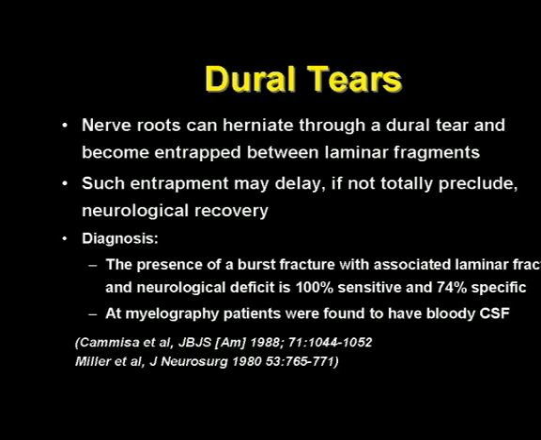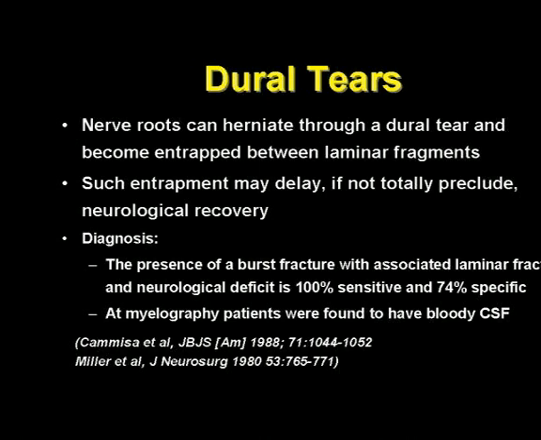Rarely you can see a dural tear. And that's when the thoracic surgeon will ask for the help of a neurosurgeon to come in and help him repair the rent in the dura. When does this happen? It happens when there is a burst fracture with involvement of the posterior elements, and then you have the roots herniating through the tear and between the fragments, and this will preclude recovery.